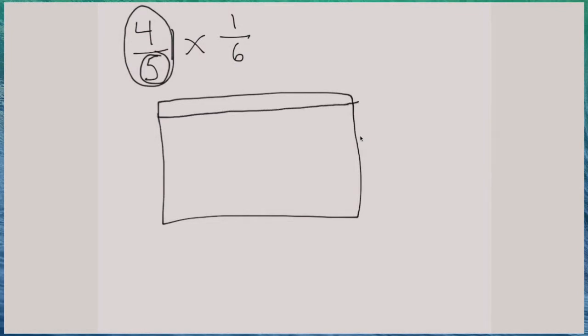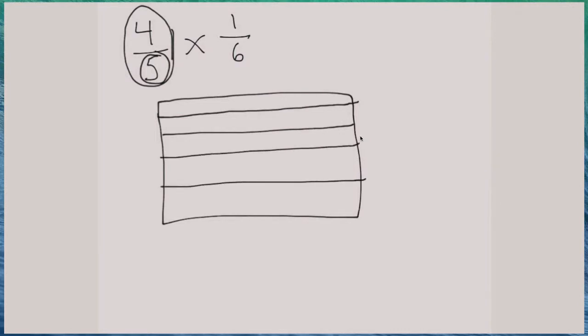So there's 1, 2, 3, 4, 5. Now I didn't draw it perfectly, but it will still work. My next thing is I've got to color in 4 of those sections to match the numerator. So I'm going to go ahead and color those in.